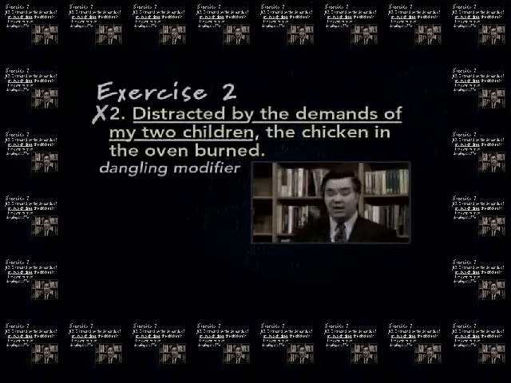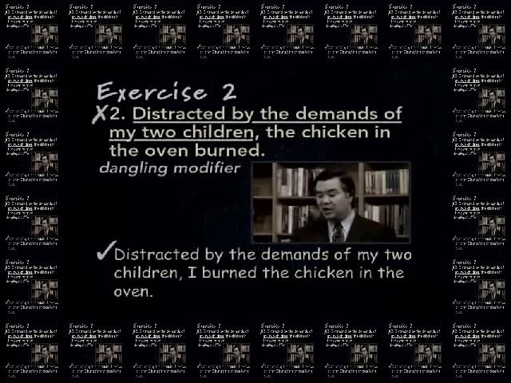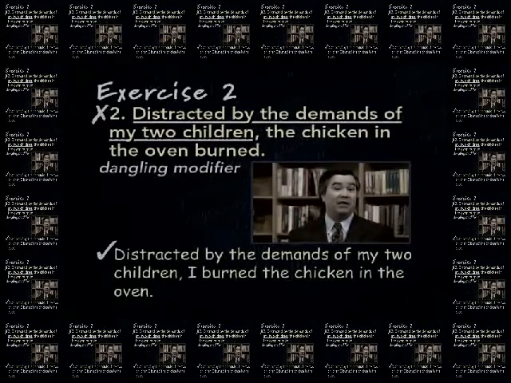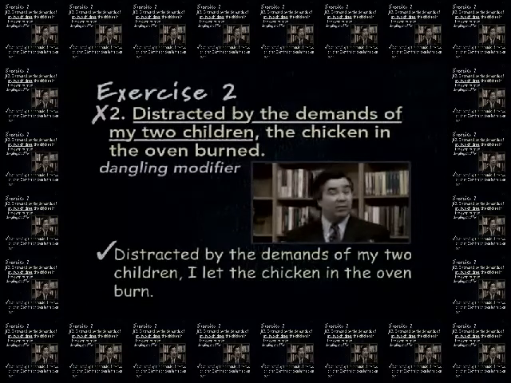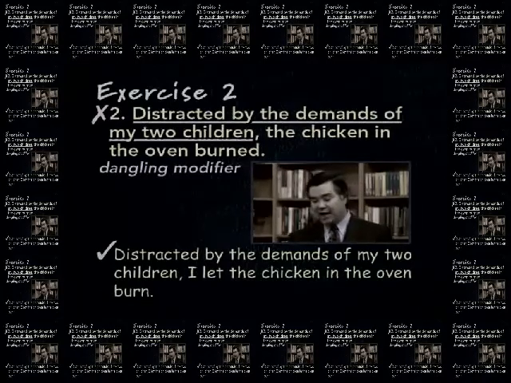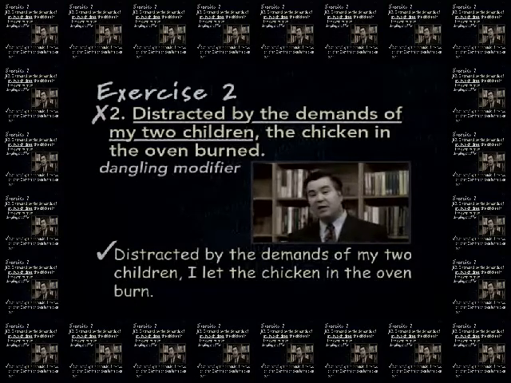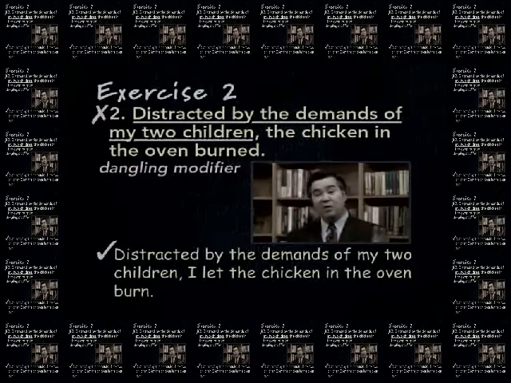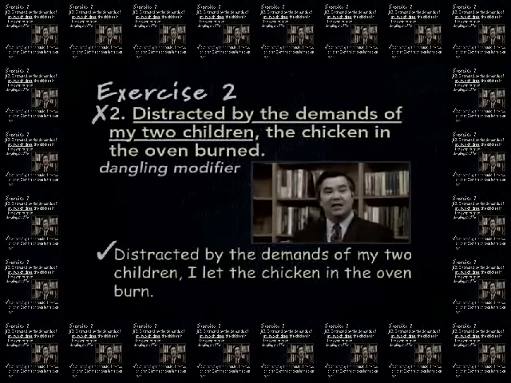So the sentence might read something like this. Distracted by the demands of my 2 children, I burned the chicken in the oven. Or you could say, I let the chicken in the oven burn, whichever seems like a more appropriate way to write it to you. The important thing is that the modifying phrase, distracted by the demands of my 2 children, should be followed immediately by the word I. So that way the modifier won't dangle. Instead, it will be nicely connected to the word that it's intended to modify.